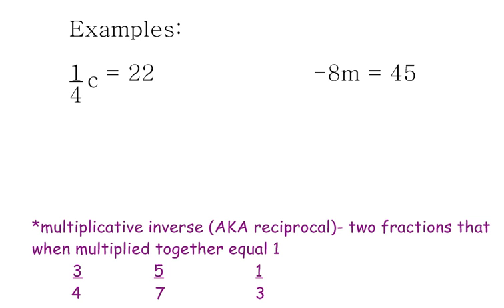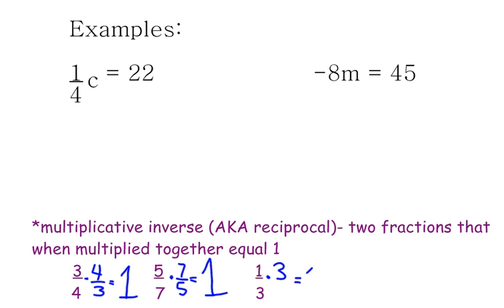So the reciprocal of 3/4 is 4/3. If I multiplied those two things together, I would get 12 over 12, or 1. The reciprocal of 5/7 is 7/5. If I multiplied those things together, I would get 35 over 35, which is 1. And the reciprocal of 1/3 is 3 over 1, or I could just write the whole number 3.